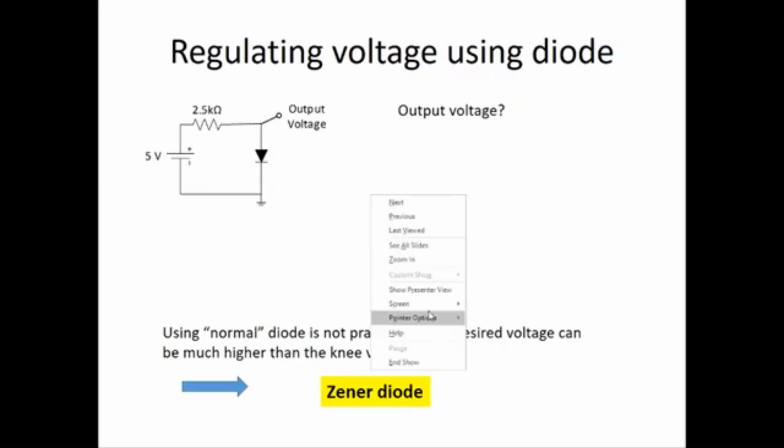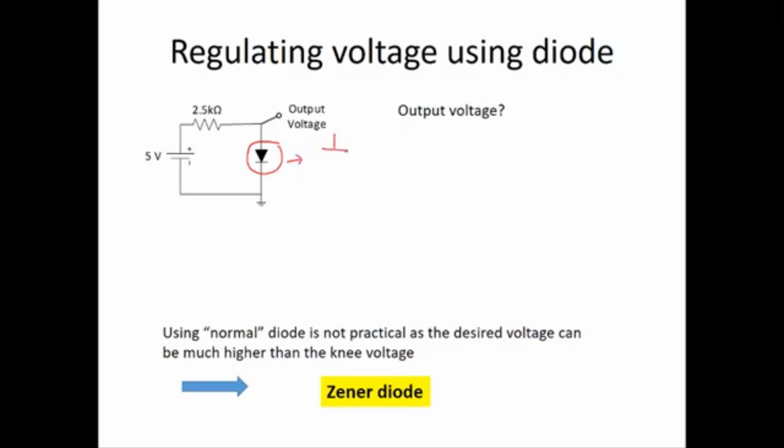I think what you can do is replace the diode with the practical model, which is a battery of 0.7. When you replace the diode with 0.7, the V out will equal 0.7 volt. So the output is fixed at 0.7. If you replace the 5 volt battery with 12 volt, what happens to the V out? The V out is still 0.7. This means that the diode can limit the voltage, or the diode can regulate the voltage at a certain value.